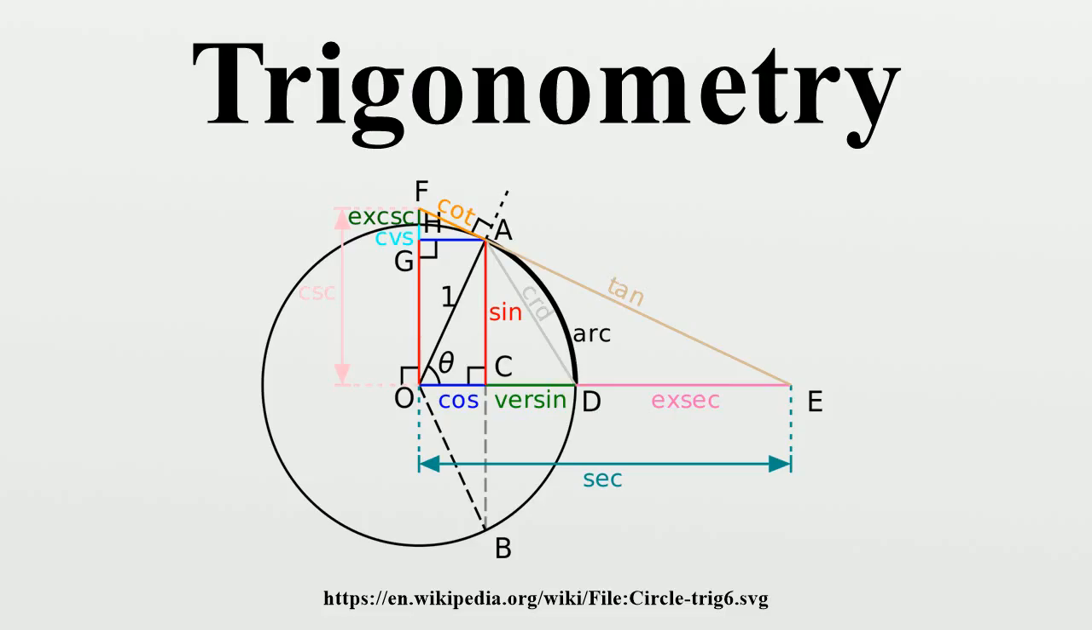Graphing process of y equals sin using a unit circle. Graphing process of y equals csc, the reciprocal of sine, using a unit circle. Graphing process of y equals tan using a unit circle.